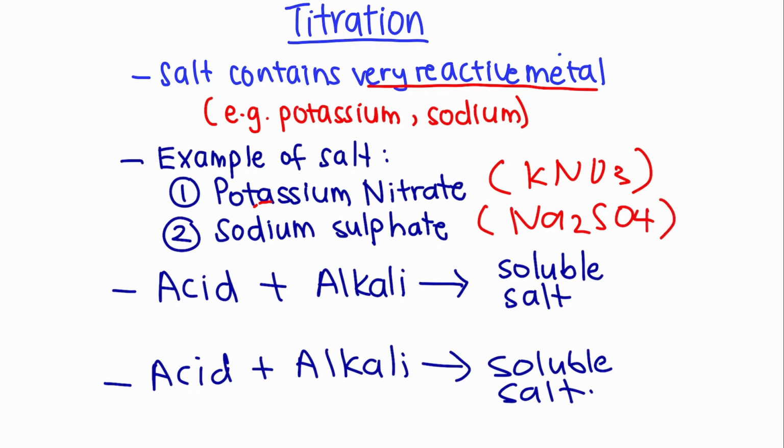Okay, so how do we prepare these? When we do the titration method, we will just require an acid and an alkali. So let's talk about potassium nitrate. Potassium nitrate contains K+ and NO3-. So the K+ will usually come from the alkali. So in this case, we'll use potassium hydroxide. And for the acid, we'll use nitrate, so it will be nitric acid.